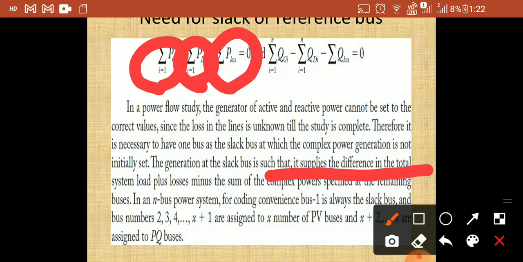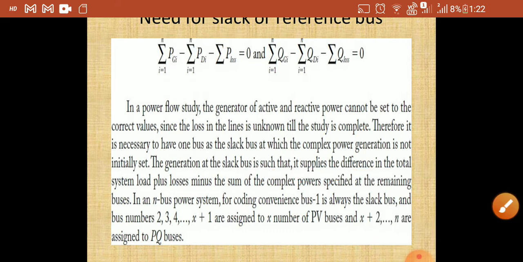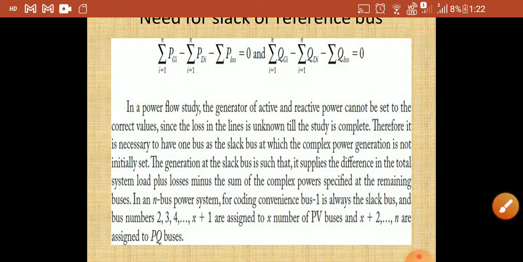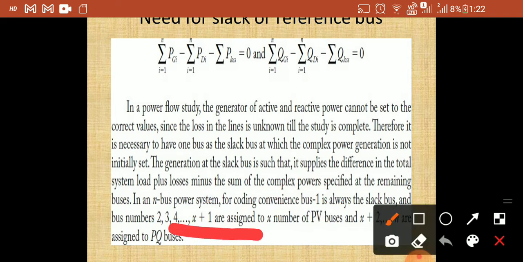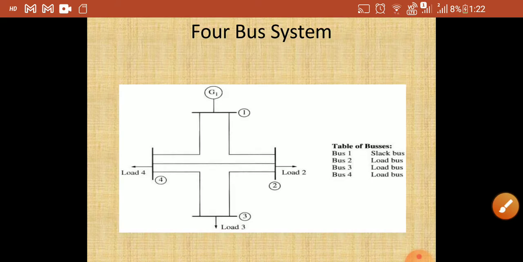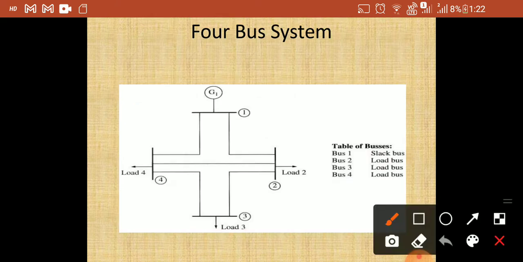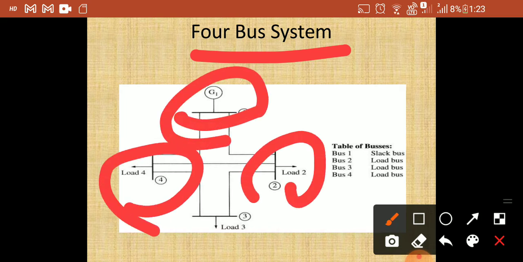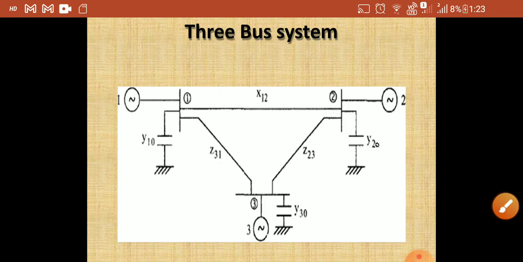In any power system, generally we have n number of buses. The first bus we always consider as the slack bus. The remaining buses 2, 3, 4 are PV buses and PQ buses. Next, this is the example for a 4 bus system. Here type 1 is the slack bus, the generator bus, and the others are load buses.